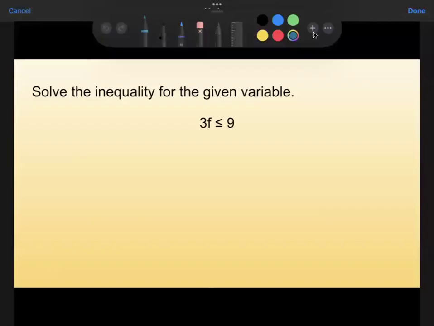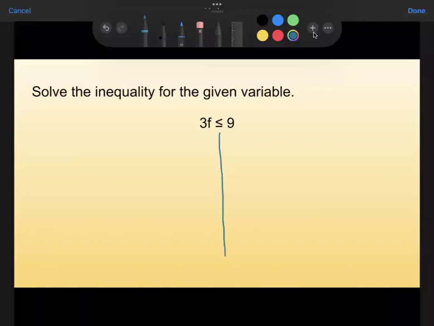Okay, here's our next one. We're going to solve the inequality for f, and the inequality is 3f is less than or equal to 9. So first, I know that I'm going to need to bring down the symbol. That way I don't accidentally put equals, as I do when I'm solving equations.